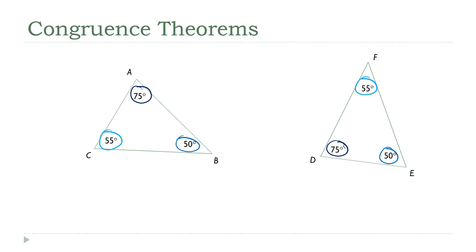In this situation, it's possible that while the triangles do have the same shape, one could be a scaled up or scaled down version of the other. So in this case, there's no way to prove that the triangles are congruent.